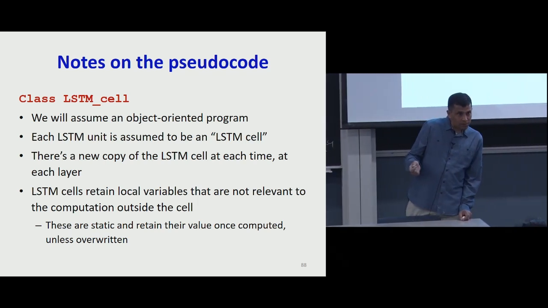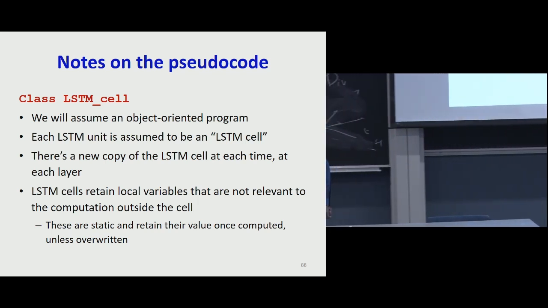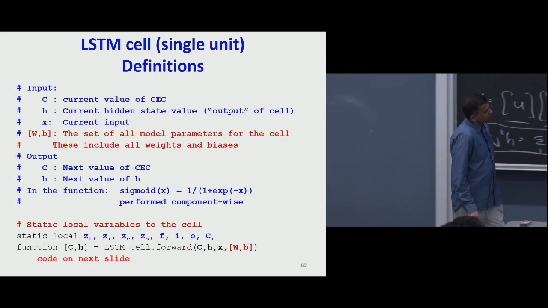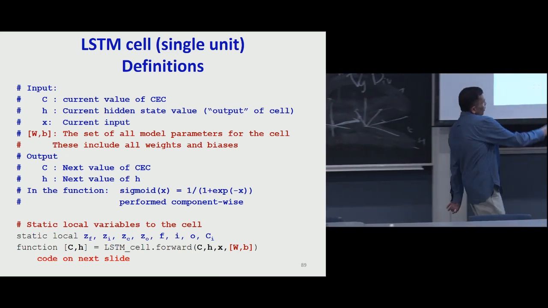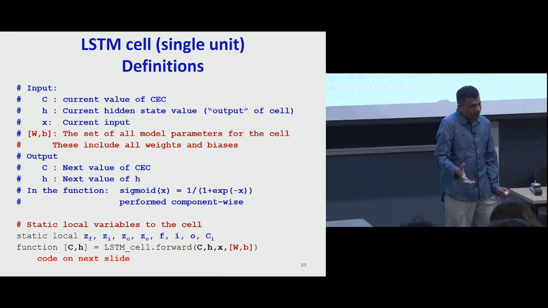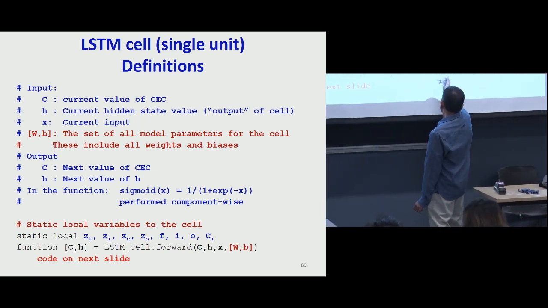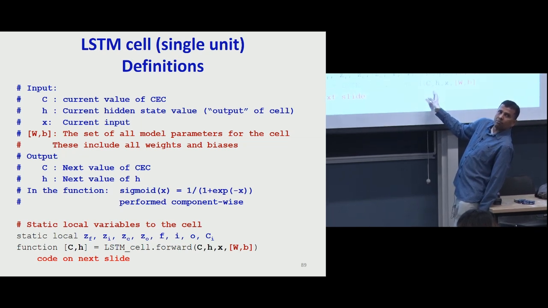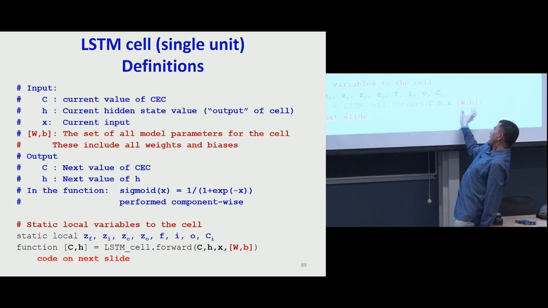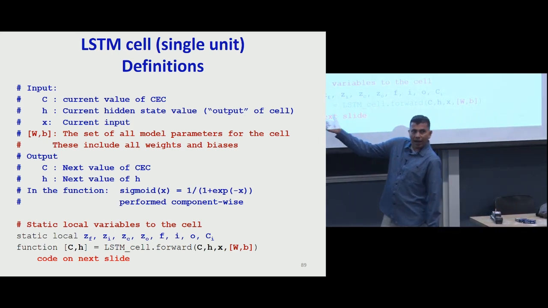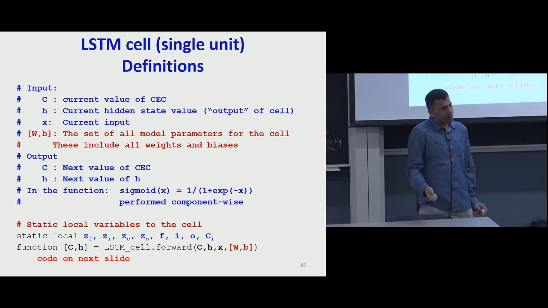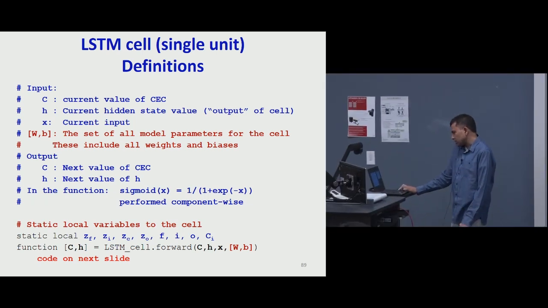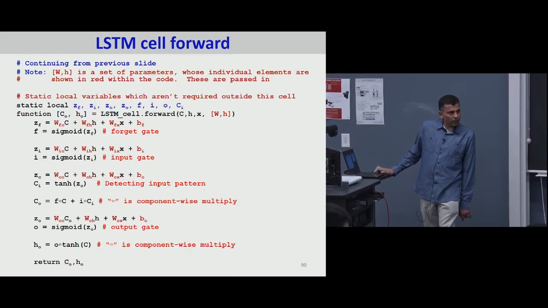I can talk of this in terms of a cell where I just define an LSTM cell which retains static variables, all the intermediate computations within the cell itself. It takes a certain number of inputs, which is the current memory, the hidden value at the previous time, and an input from below, and parameters, a set of all parameters, and outputs a hidden value and an updated memory, right? This is my cell. And the cell itself simply directly implements all of the equations that we just saw out here, okay?